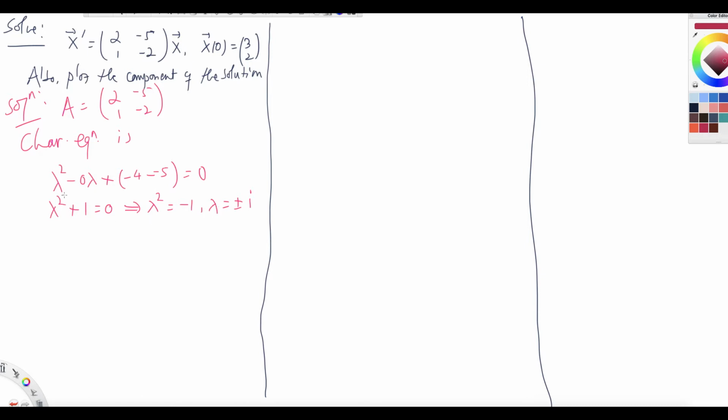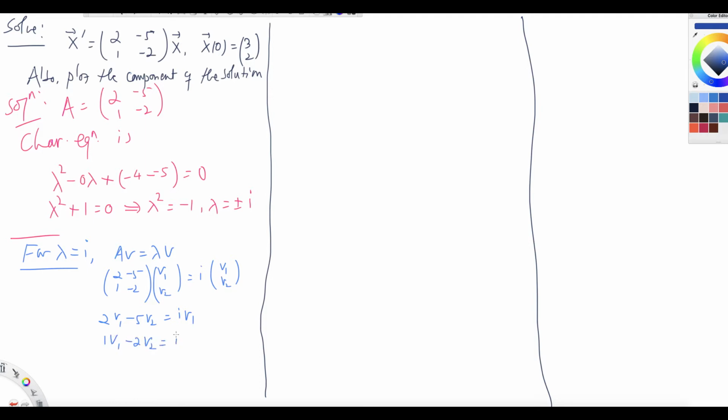Now I want to take lambda equals plus i and find the eigenvector. For lambda equals i, we get AV equals lambda V. A is 2, negative 5, 1, negative 2, and V is, let's say, V1, V2, equals i times V1, V2. If you multiply these, you get 2V1 minus 5V2 equals iV1. Similarly, 1V1 minus 2V2 equals iV2.